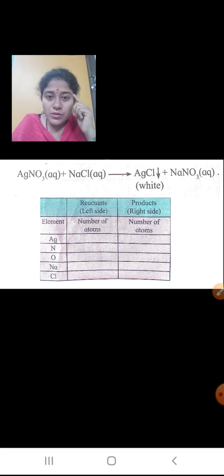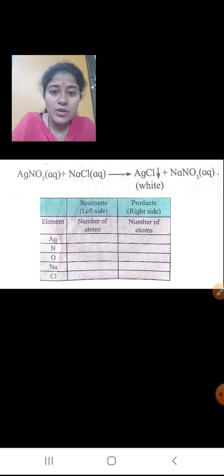Now, what you are going to do? You are going to do one activity. You can see the table below. Okay, we are going to write the number of atoms of reactants and number of atoms of the products individually of all the elements. Okay, for example, Ag, silver, you can see in the reactant part how many atoms of silver is there? 1. So you are going to write 1. And how many atoms of silver in the product? 1. You will write 1. So I'll give you just a minute to just fill it.